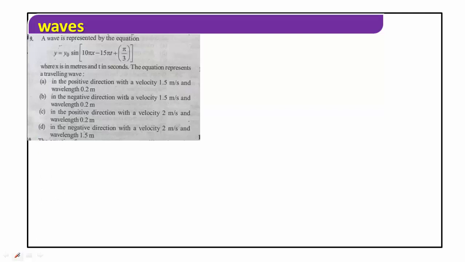Then the next question is, a wave is represented by the equation y equal to y naught sine of (10π x minus 15π t plus π/3), where x is in meter and t is in second. The equation represents a traveling wave. Which traveling wave does it indicate?